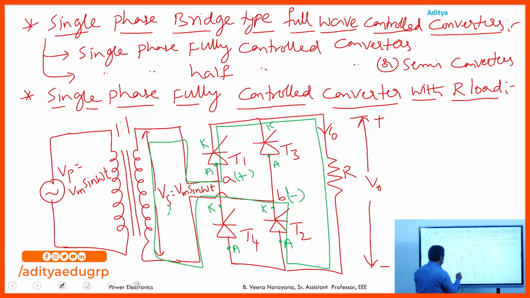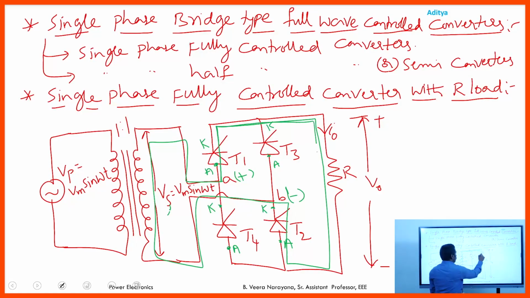The current flow through the circuit is given by, observe here, A plus, T1, resistive load, T2, B minus and source, and again like this. Here this is the current flow through the circuit.